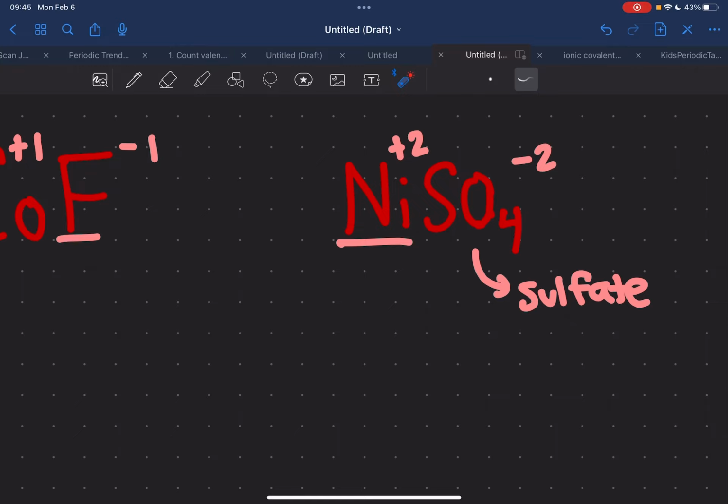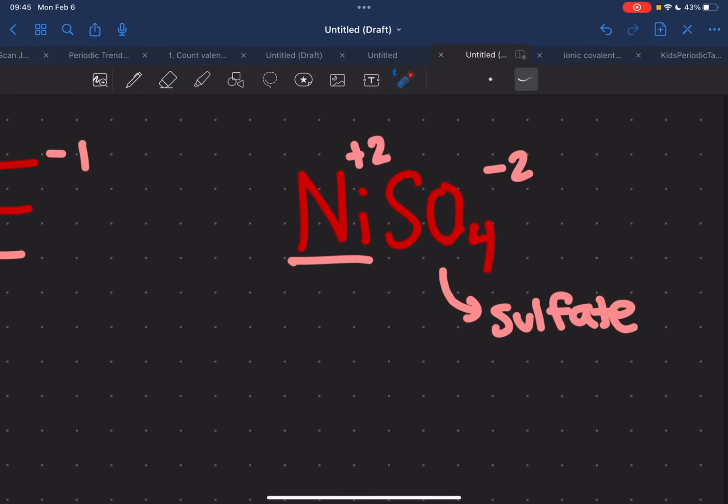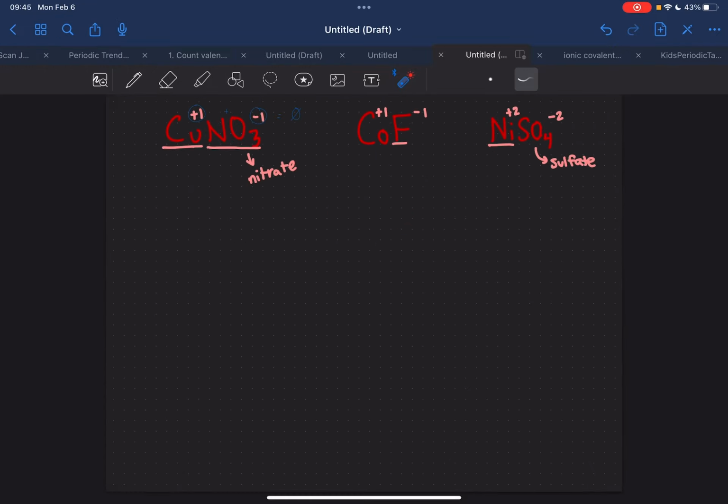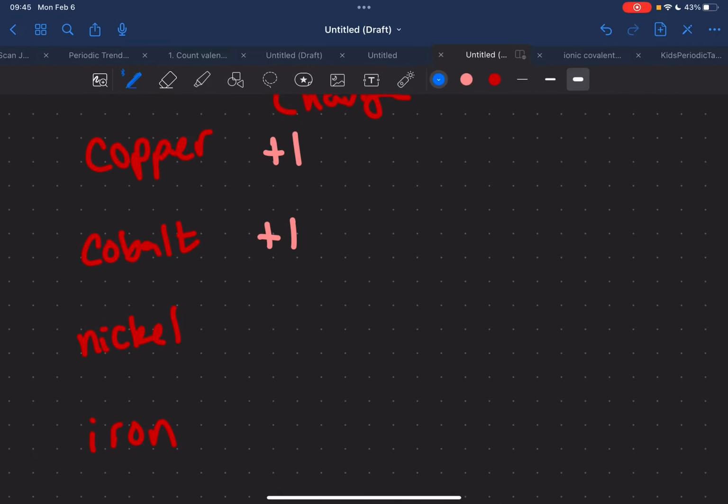The only way we would have a -8 charge is if we had SO4 in parentheses with a 4, and then the thing outside the parentheses would be multiplied by the 2. Okay, if you weren't wondering that, sorry, tangent. So there's nickel sulfate. We can add to our table that nickel has a +2 charge.